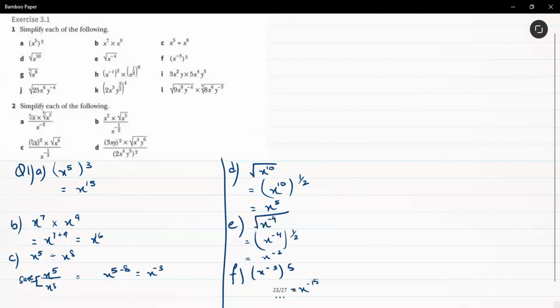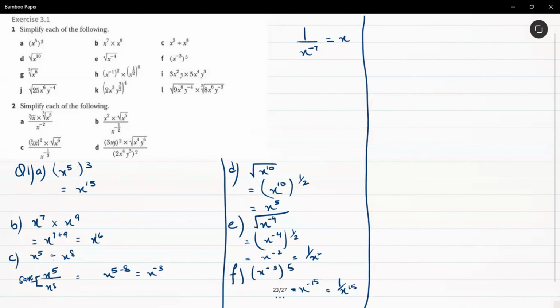That's going to give us x to the power negative 15. By the way, if you're writing something like x to the power negative 2, you can even write this as 1 over x squared, or in this case, 1 over x to the power 15. Just to remove this negative symbol, you just reciprocate it. For example, if you would have something like 1 over x to the power negative 7, that would be equal to x to the power positive 7. Just to keep that in mind.